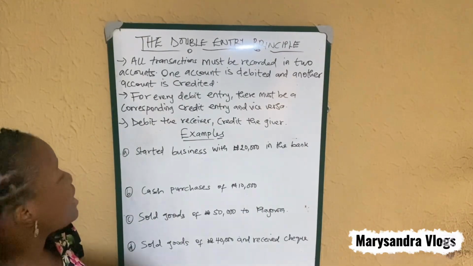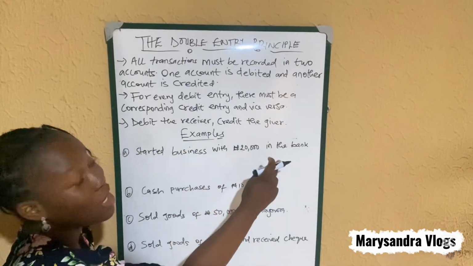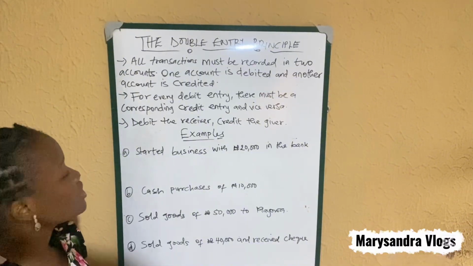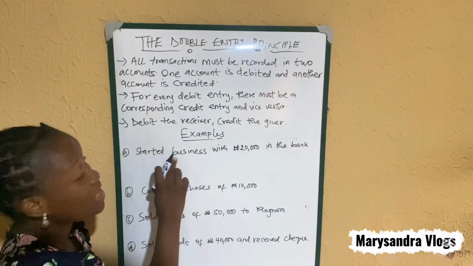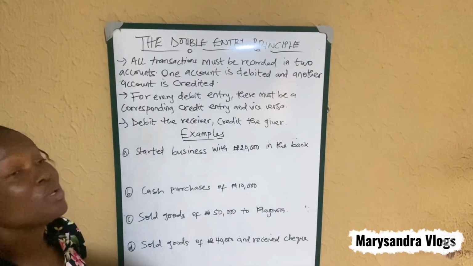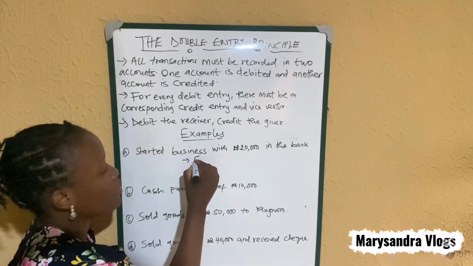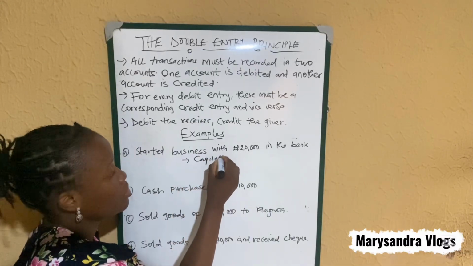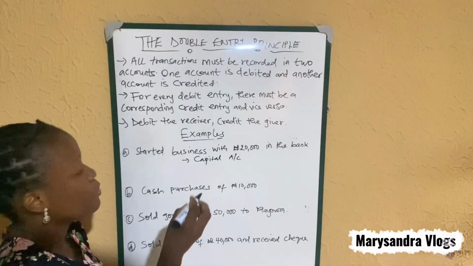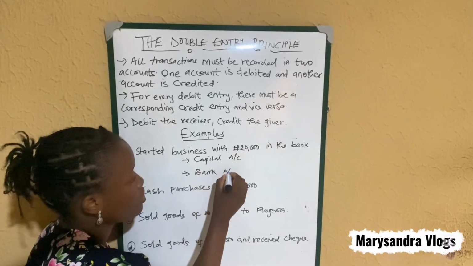Now, let's start with example 1. Emeka started business with 20,000 naira in the bank. First things first, what are the two accounts involved here? Now, the money you use in starting business is called what? It's called capital account. And you started with what? In the bank. So we have bank account.